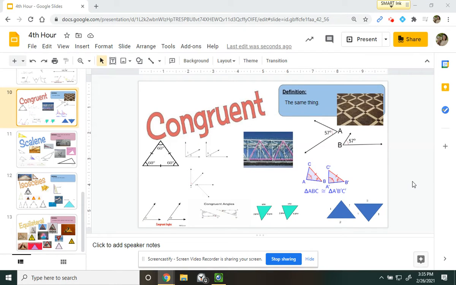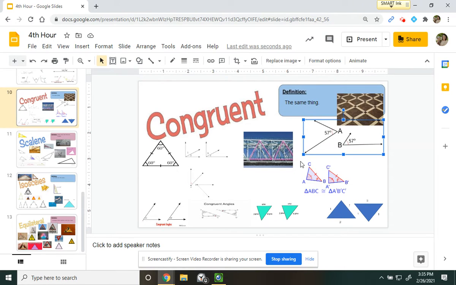Okay, so today we have 4 new vocabulary words. They've already put pictures on these screens for you, so I'm going to just walk through it and explain each one. Congruent. Congruent means the same thing. All right, we're not going to say congruent is the same thing as equal because they are two separate words.